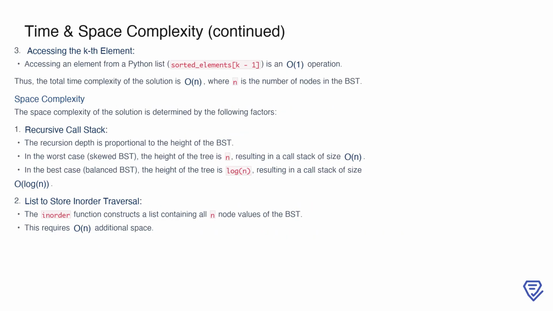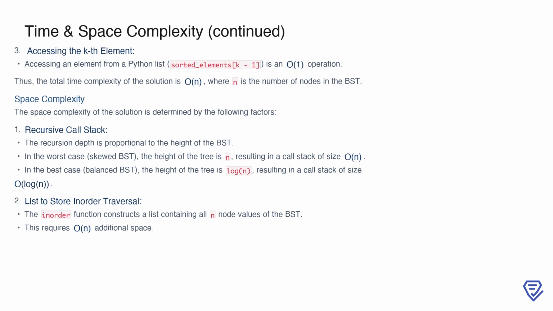Accessing the kth smallest element from the list of sorted elements, achieved by the operation sorted_elements[k-1], is extremely efficient with a time complexity of O(1), since it directly indexes into the array. Combining this with the traversal time, the overall time complexity of the solution remains O(n). Now, let's consider the space complexity.